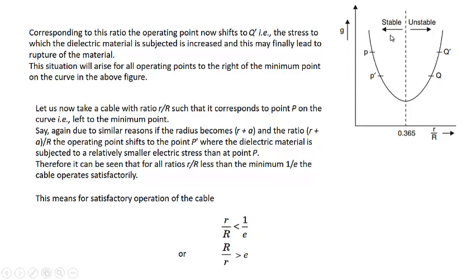So this area from R by r equal to 0 to this point is the stable region. Therefore, it can be seen that for all ratios less than the minimum, that's 1 by e, the cable operates satisfactorily. This means for the satisfactory operation of the cable, r by R should be less than 1 by e, or R by r should be greater than e, or R should be greater than e times small r. So this is how we have to be very careful.